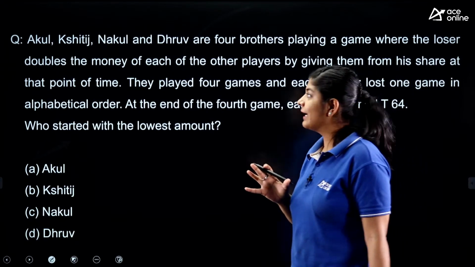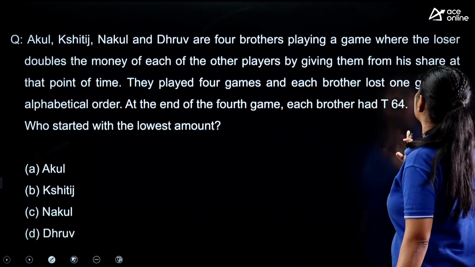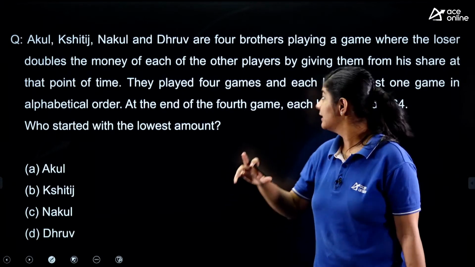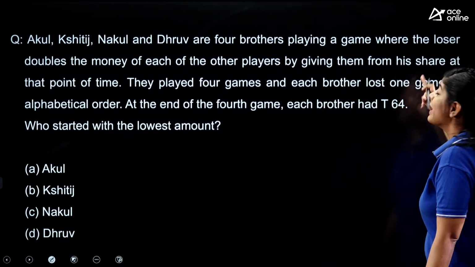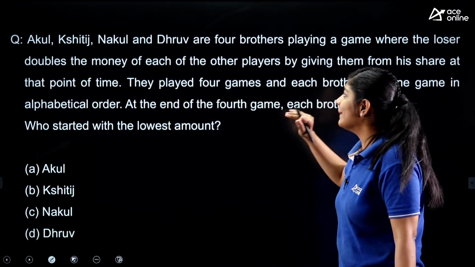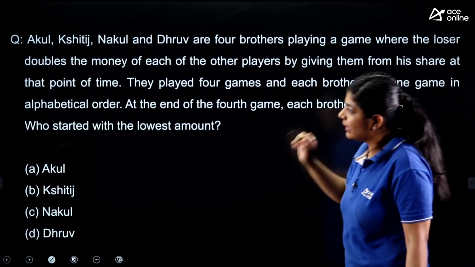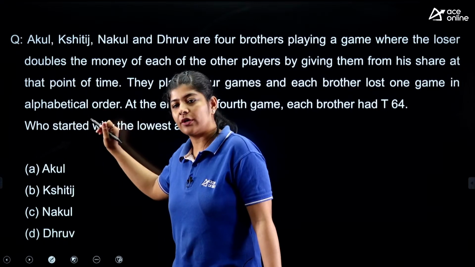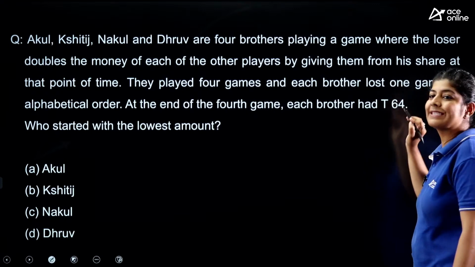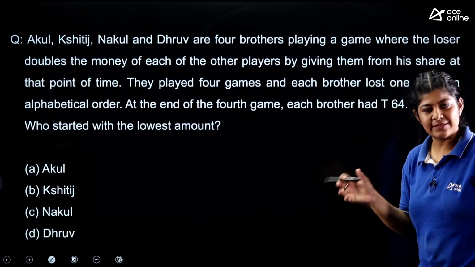So the question says that Akul, Kshitij, Nakul and Dhruv are four brothers playing a game where the loser doubles the money of each of the other players, right? By giving them from his share at that point of time. They played 4 games and each brother lost 1 game in alphabetical order. At the end of the game, each brother had a total of 64 coins, or 64 points, or 64 rupees, right?